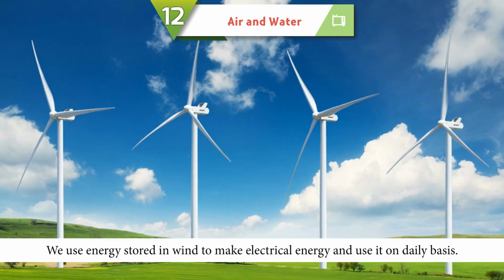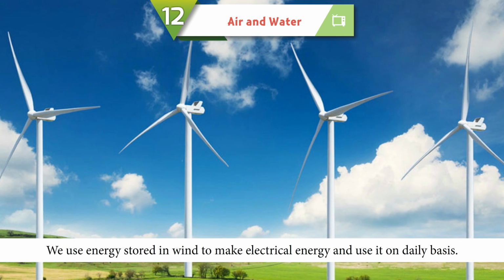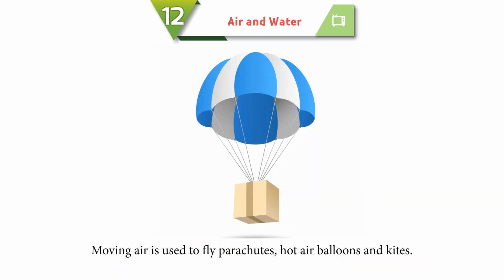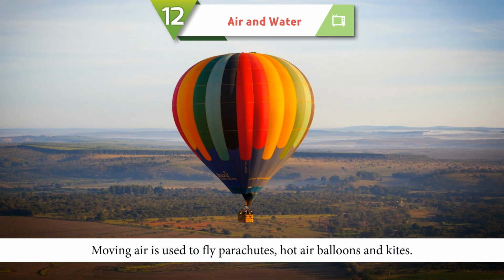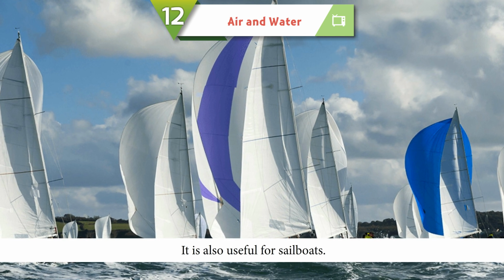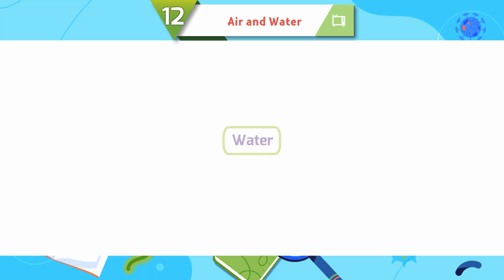We use energy stored in wind to make electrical energy and use it on a daily basis. Moving air is used to fly parachutes, hot air balloons and kites. It is also useful for sailboats. We also use air to dry our clothes.